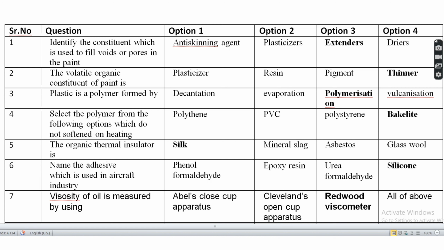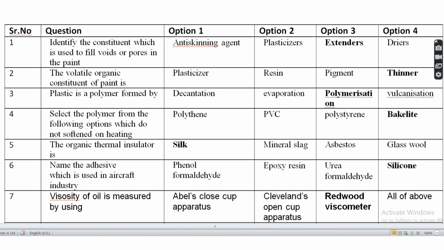Then plastic, it is a polymer formed by decantation, evaporation, polymerization or vulcanization. It is formed by polymerization, while rubber is formed by vulcanization. Select the polymer from the following options which do not soften on heating: polythene, PVC, polystyrene and bakelite. The answer is bakelite because it is a thermosetting plastic which does not soften on heating. The first three examples are of thermosoftening plastic.